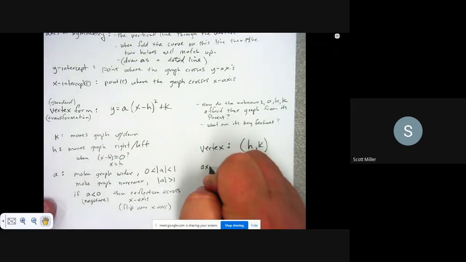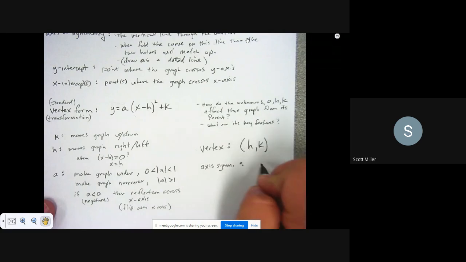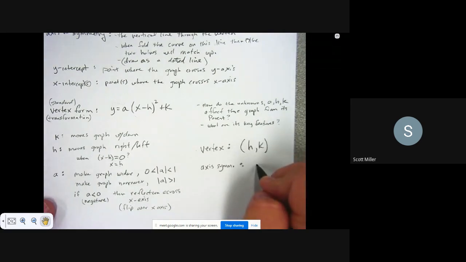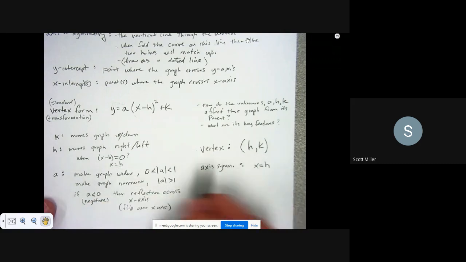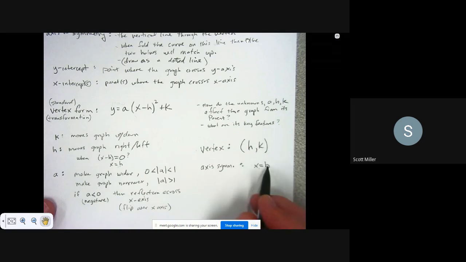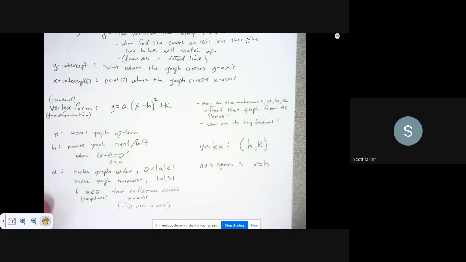You can also find the axis of symmetry very easily. It is simply the vertical line, so you have to write it as an equation, x equals h. That's another reason why you want to solve for x. This also gives me the axis of symmetry. H is the number that goes here. K, you just read whatever's right there. And there it is, very simple. Okay, so this is the vertex form.